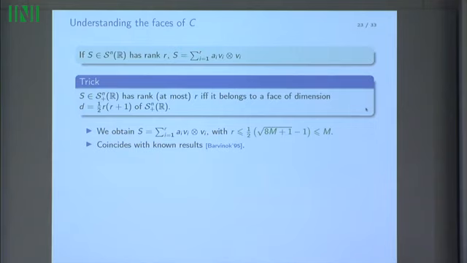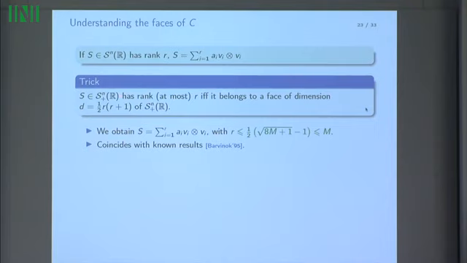Okay, so this is just a slide to say that understanding the faces of the sublevel set can be really helpful, because if you know that your matrix has rank R, then you know that you can decompose your matrix like this, right? So how can you still use our result?